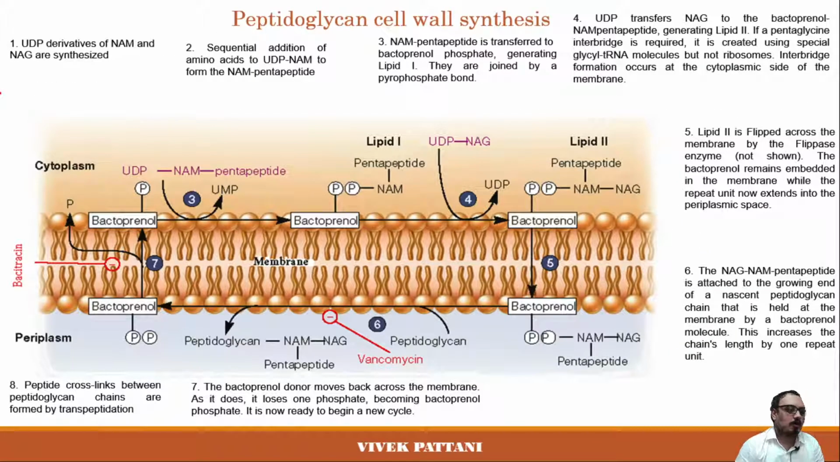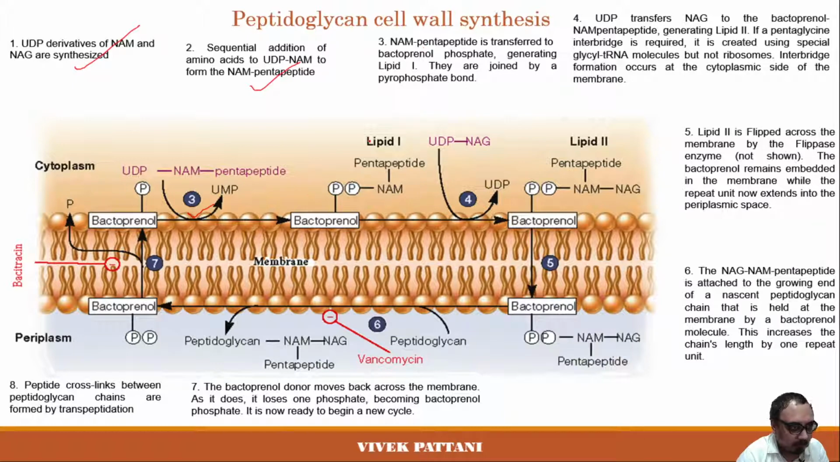Okay, now moving forward with the process of peptidoglycan cell wall synthesis. As in the first part of the process, we have already seen that UDP derivatives are made. Which are they? UDP-NAM and UDP-NAG. In the second step, 5 amino acids are added, forming NAM pentapeptide. Now comes the third one.